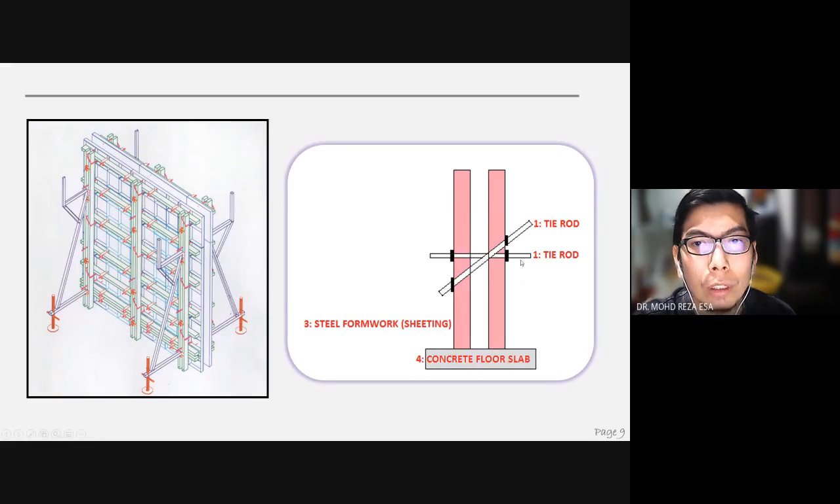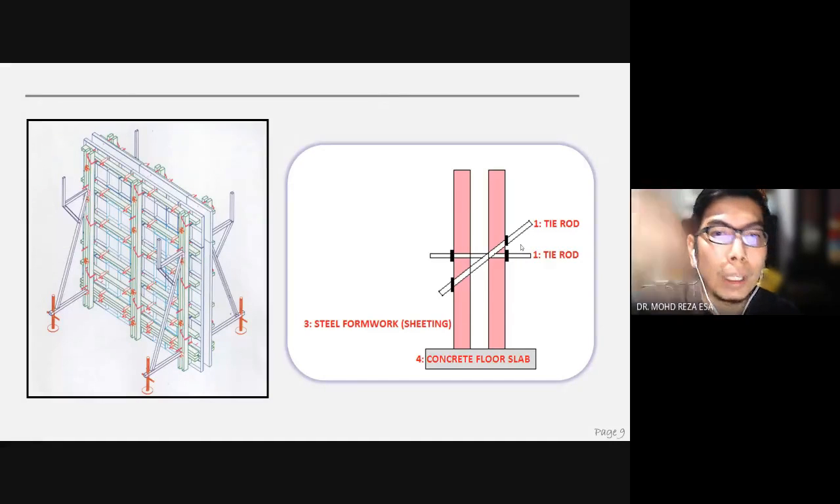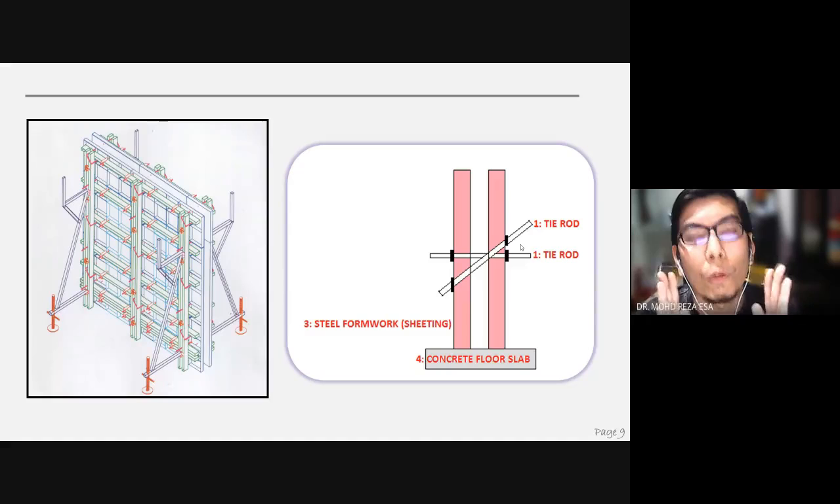Okay, so make sure tie rod ni is very critical lah. Okay, kita make sure dia betul-betul tight, okay, betul-betul stiffen, ikat dengan kuat supaya bila kita pour concrete tu dia akan bagi pressure pada the wall sheeting ni atau the formwork ni. Kita tak nak kalau kita tak betul-betul tight the panels of the formwork, takut nanti dia akan bergerak, so sizing tu akan lari. Okay, so kita kena make sure that.